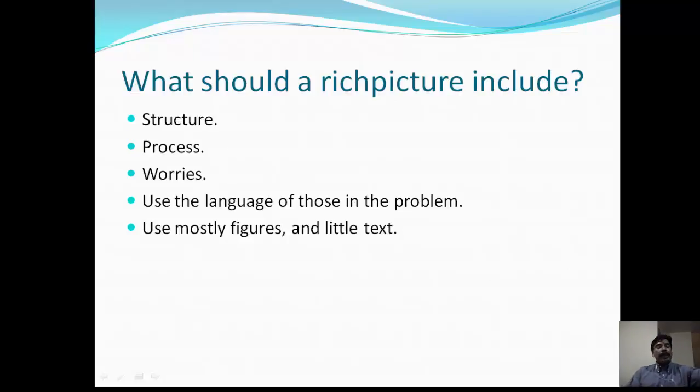First of all, it must have a structure, a form, a way of telling us something, a process that reflects that we have something, some phases, some steps that need to be achieved in order to have a result that we are not getting right now, and that's why we have a problem. It also needs to express our worries. What makes the problem a problem to us? We need to use the language of those in the problem and use mostly figures and little text.